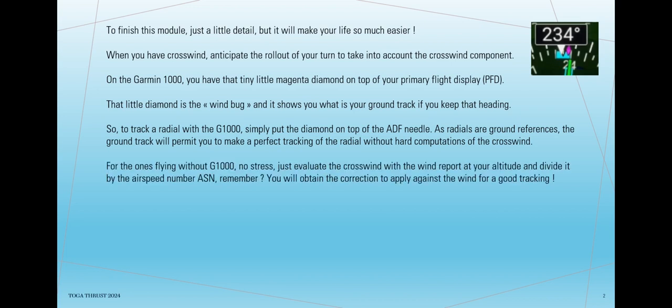For the ones flying without G1000, no stress, just evaluate the crosswind with the wind report at your altitude and divide it by the airspeed number ASN, remember? You will obtain the correction to apply against the wind for a good tracking.